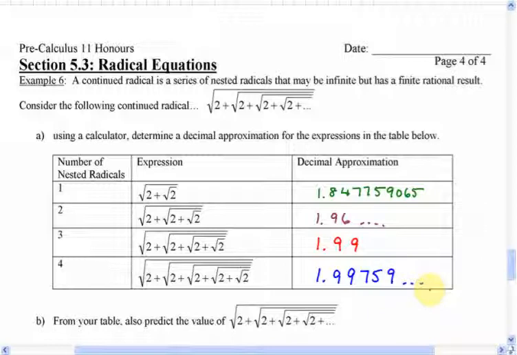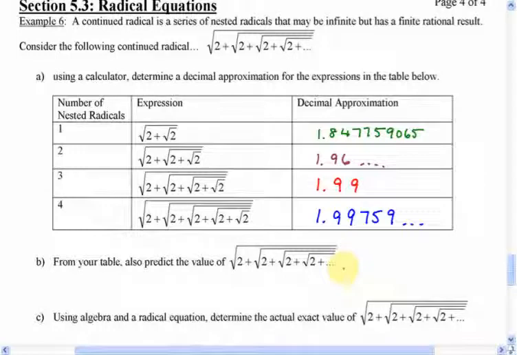Now, I'm asking you to use your super investigative skills to predict what you think this whole thing is actually equal to if I went forever and ever and ever. So if I were to do more and more and more, okay, 1.999, which equals to, that's right. So this thing equals to 2. Now, prove it to me.